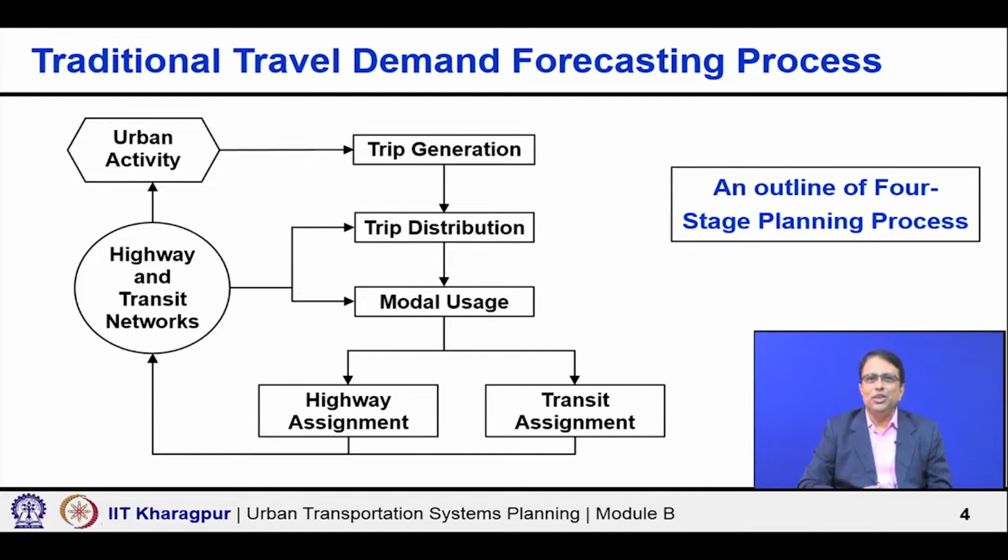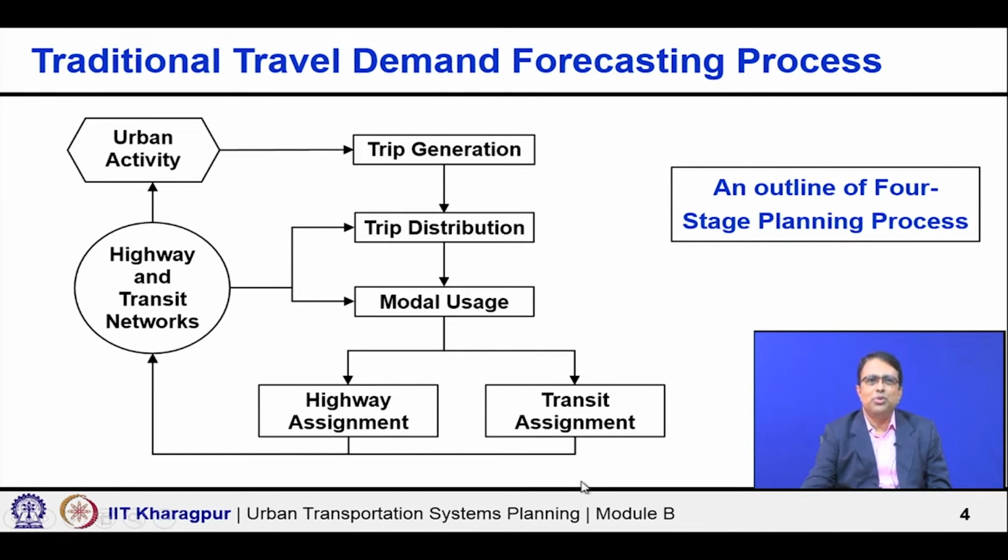So, the key input to this 4 stage planning process is the distribution of urban activities, how the activities are distributed. So, the urban activities provide input to the trip generation process, and then the trip distribution, then the mode choice decision, and then you can see here what I said as assignment.